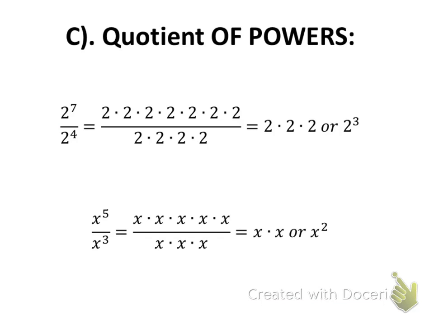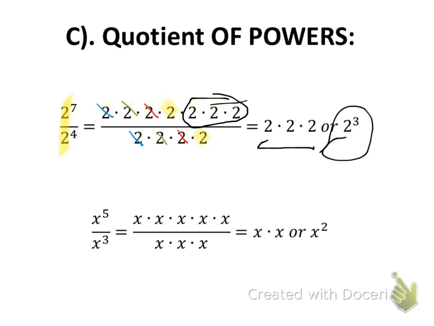Let's look at some more examples of this. So if I have 2 to the 7th divided by 2 to the 4th, that can be rewritten as 2 times 2 times 2 times 2 times 2 times 2 times 2, which is 2 to the 7th, and 2 times 2 times 2 times 2. So what we're doing here is we're canceling out a pair from the top and the bottom. And notice what we're left with is just 3 2's. And that is equivalent to 2 to the 3rd power.